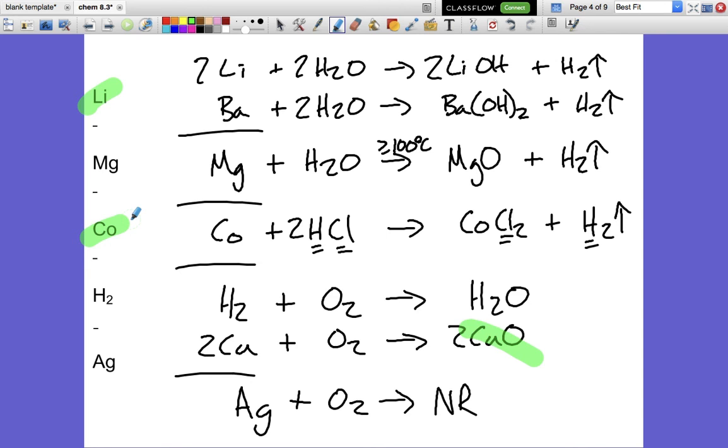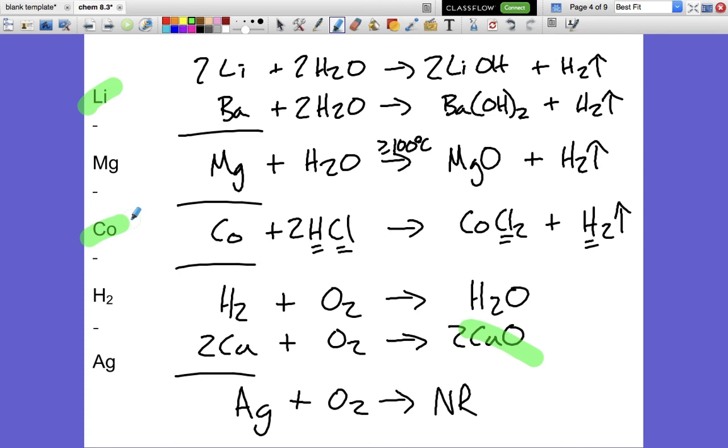right? But cobalt can't do all the things that lithium can do. Cobalt, remember, cannot react with water. It doesn't matter if it's hot or cold water. It can't react with water to make oxides or hydroxides in hydrogen gas. Cobalt can only react with acids to make hydrogen gas.